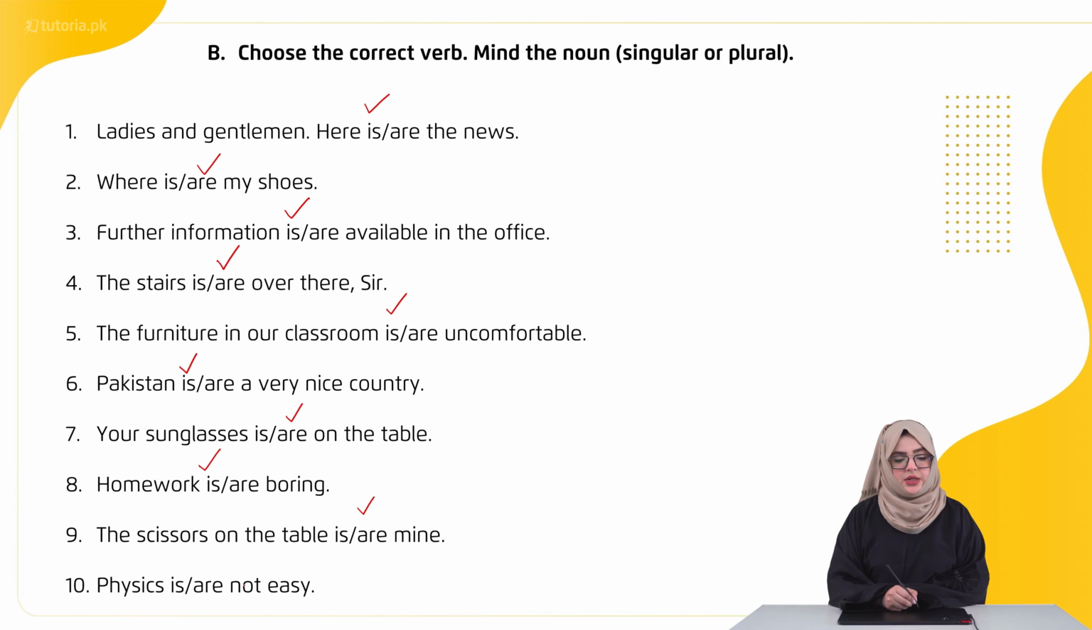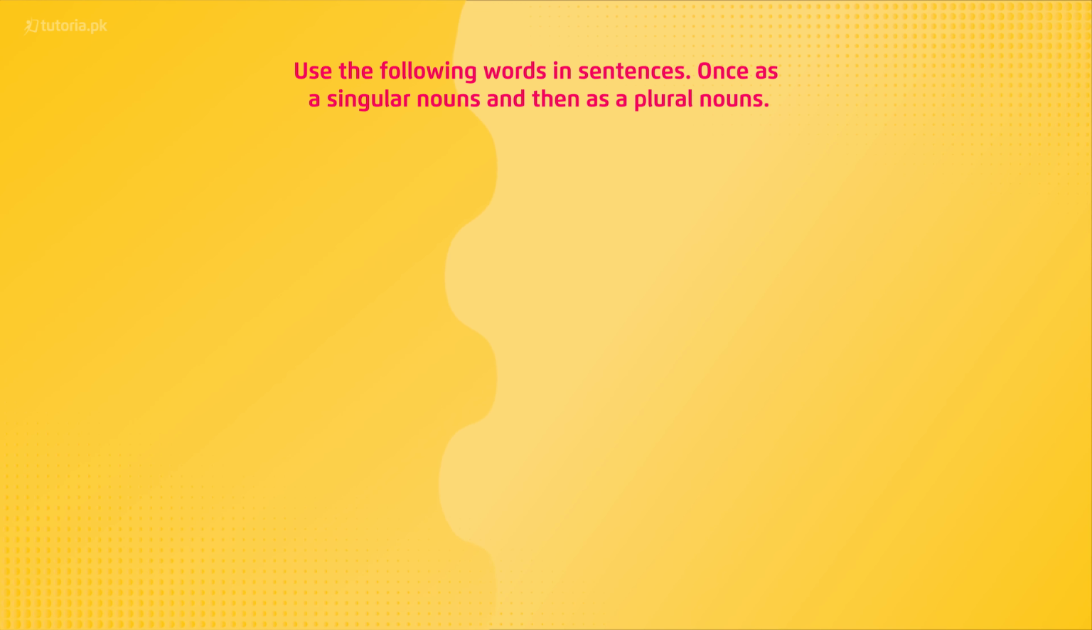Physics is not easy. So the next question is, use the following words in sentences, once as a singular noun and then as a plural noun. हमारे पास words हैं, उसको पहले हमने singular के तौर पे sentence में use करना है and then plural के तौर पे. So first word is ox. The ox is eating grass and then the oxen are eating grass. Ox का plural oxen होता है.